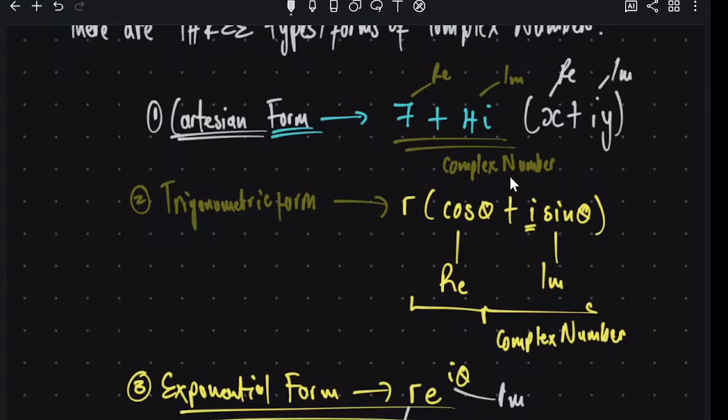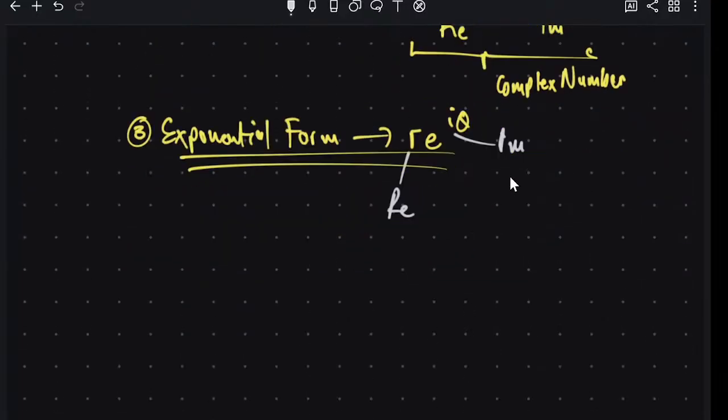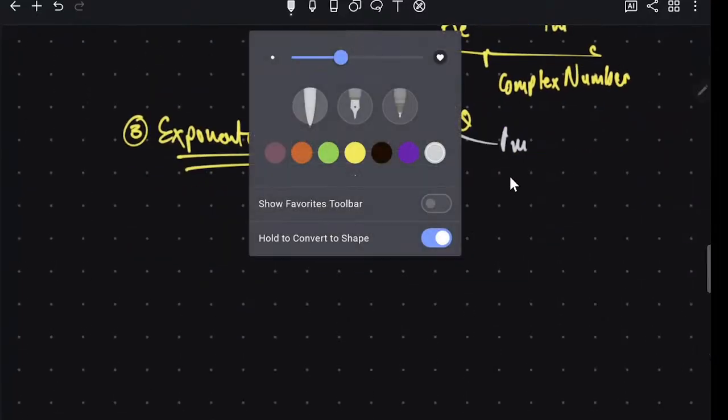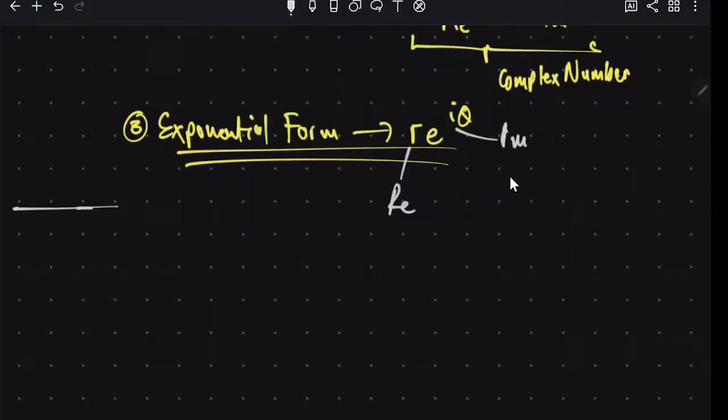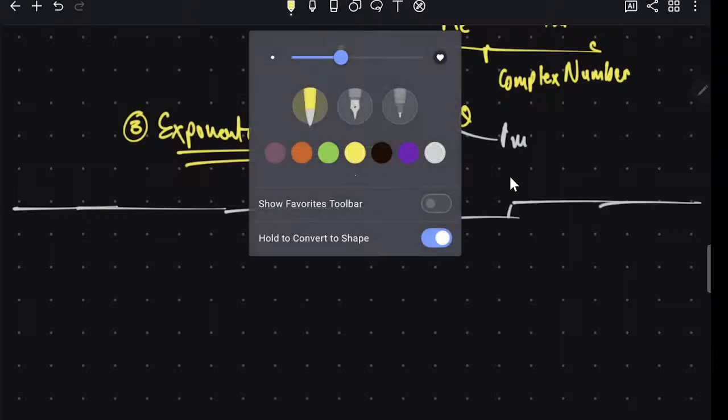Right. Why do we need to know each form? Because there are operations that you do when it comes to this. The first thing I want to teach you is the Argand diagram, then the four operations that we do, and then we can go to equations. So let's talk about it.